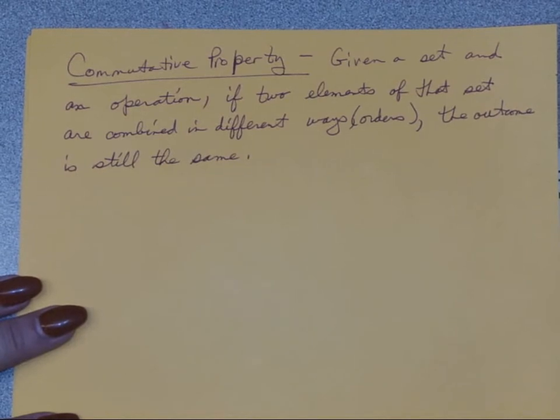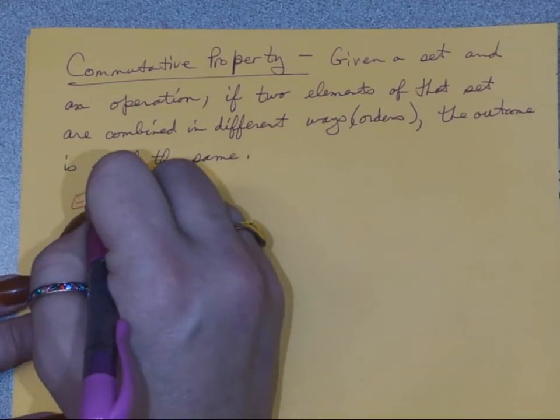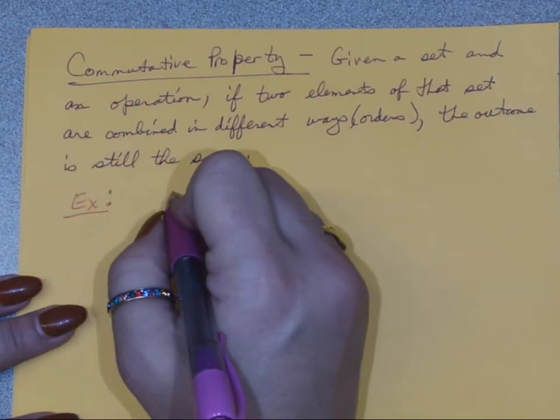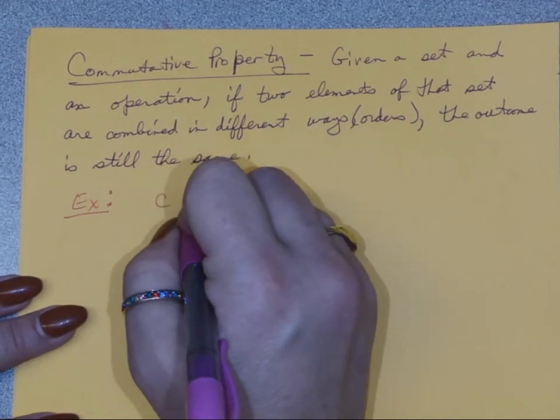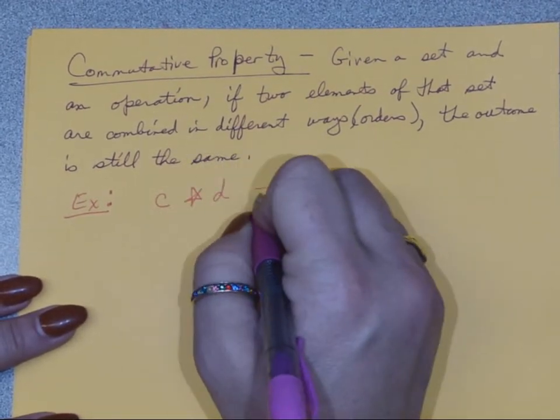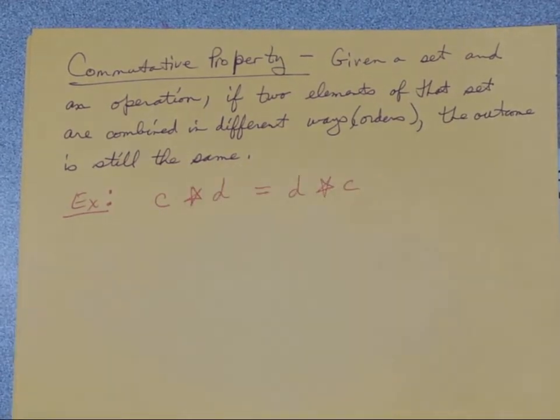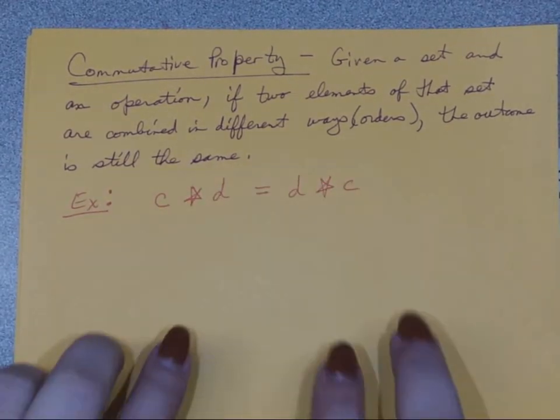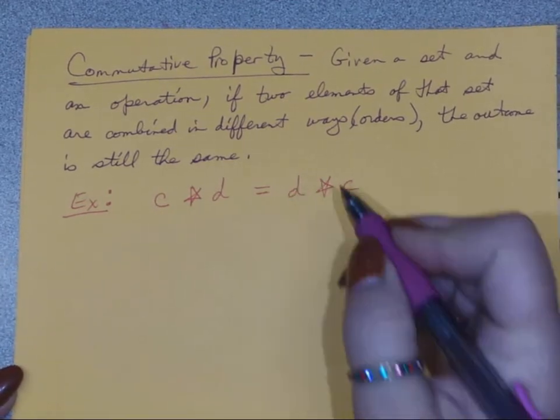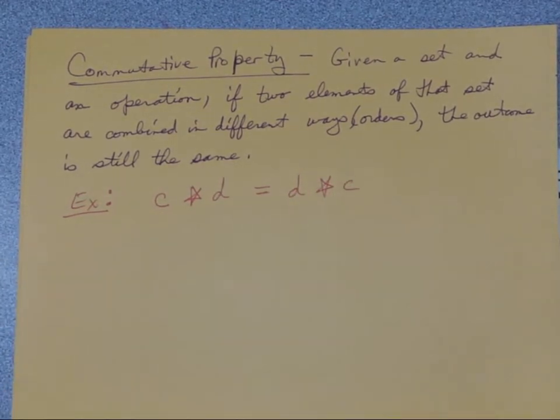And again, a generic of this is, let's use the star operation. C star D is equal to D star C. All we've changed in this case is the order. So there's no grouping necessarily involved, but the order changed.